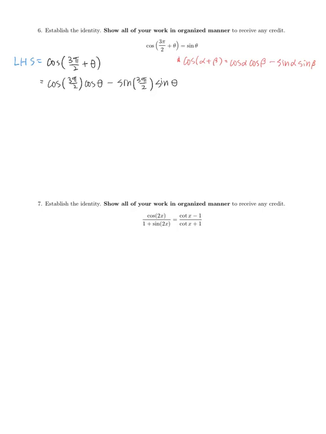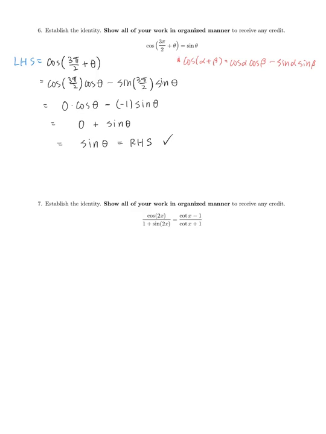Okay, so now let's compute. Cosine of 3 pi over 2 is 0, so we have 0 times cosine of theta, and minus sine of 3 pi over 2 is negative 1, so we're going to have negative 1 times the sine of theta. Okay, so this is what? 0 plus sine of theta, which is going to equal sine of theta, which is what we're trying to show.